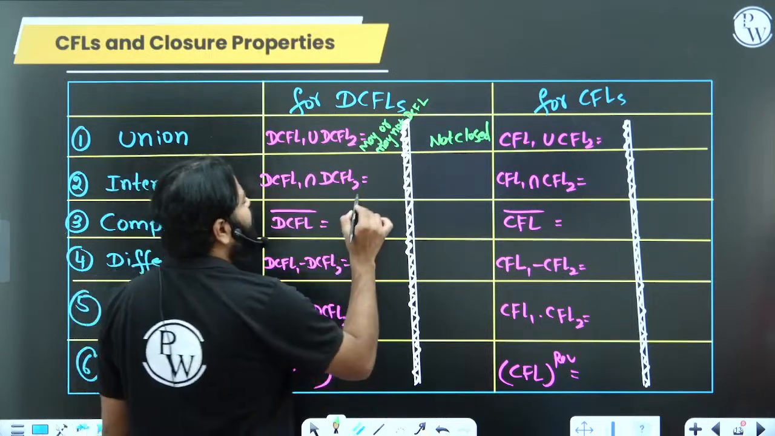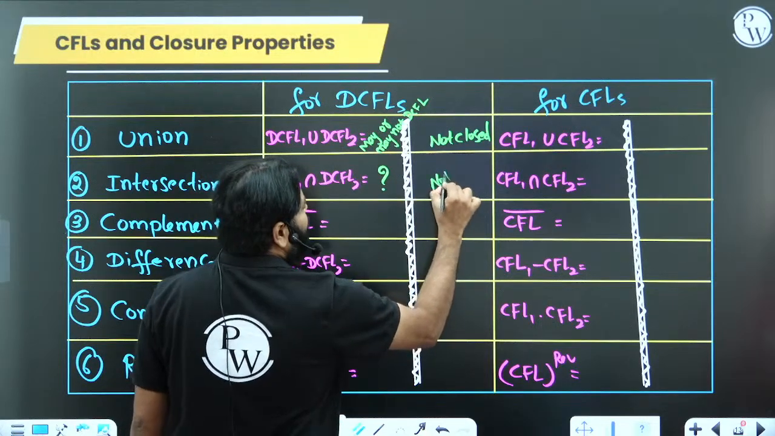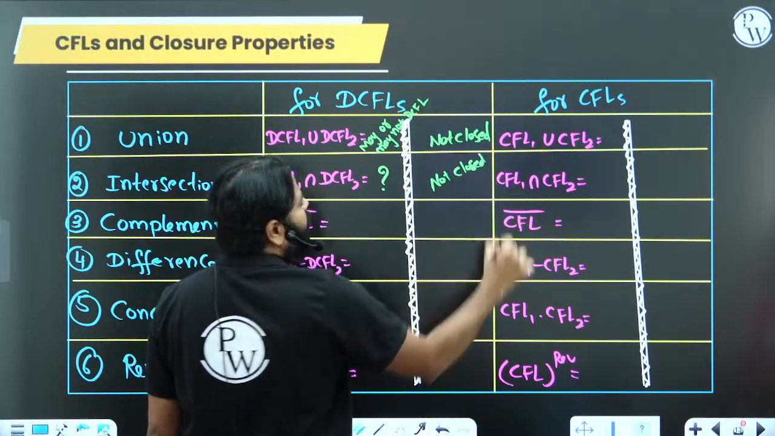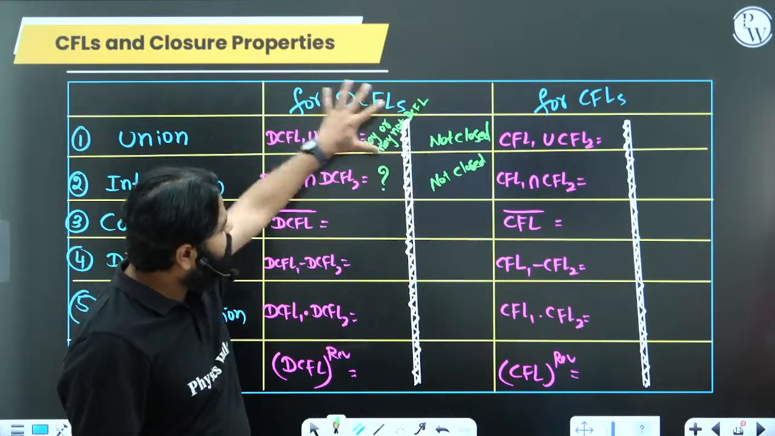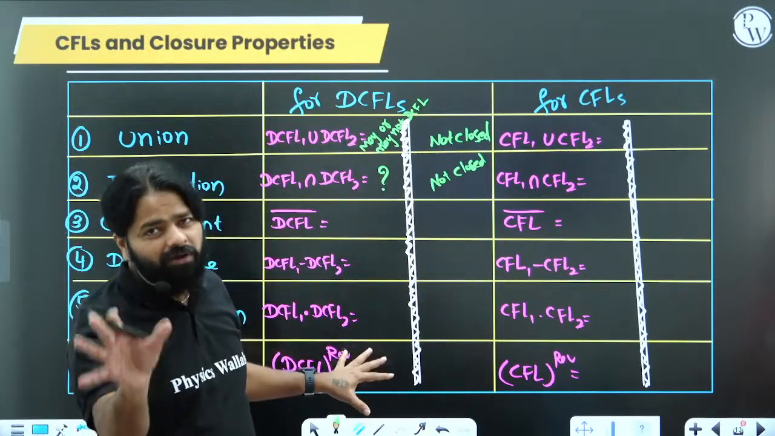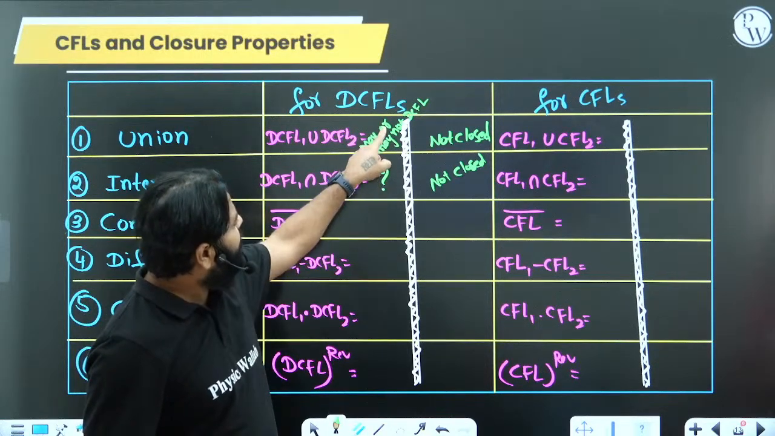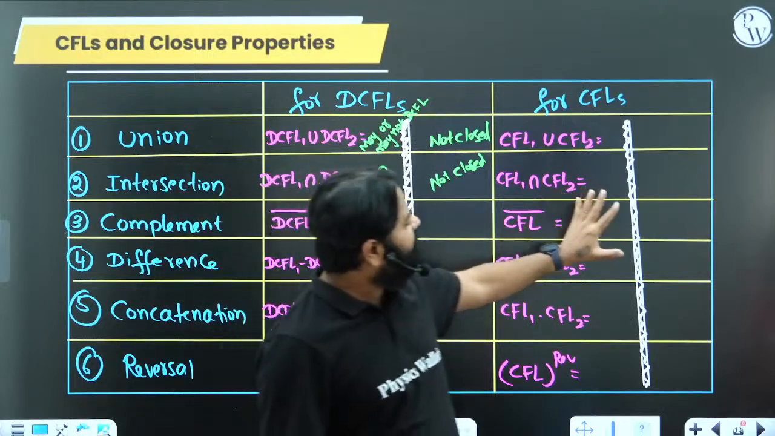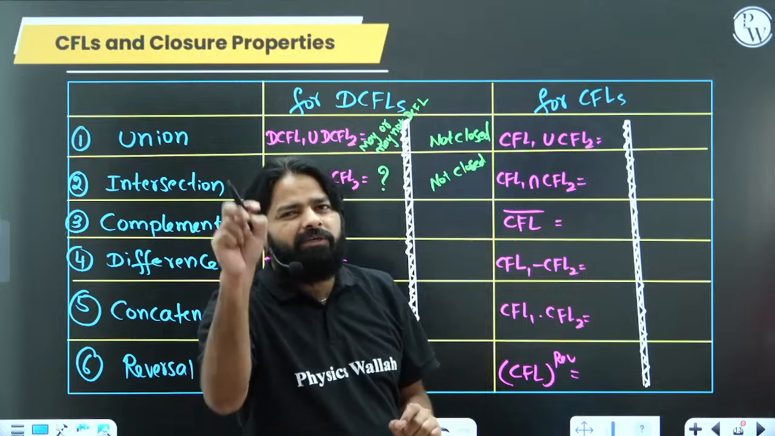Intersection of two DCFLs, again the same problem. That's why not closed. A question mark means either inside or outside. Inside means DCFL, outside means not DCFL. This column talks about whether the result is a DCFL or not. If I put a question mark here, remember it means may or may not be DCFL. If I put a question mark in the other column, it means may or may not be CFL. So based on the column, the meaning of the question mark changes.